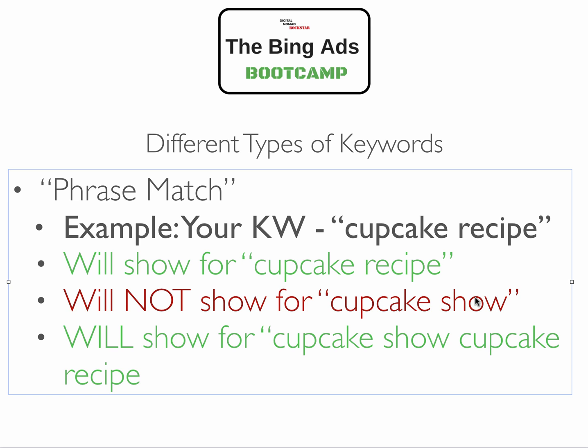Now, if somebody typed cupcake show, which would appear in a broad match search probably, it will not show your ad for this because it does not have cupcake recipe in that exact order. So if somebody types cupcake show, your ad will not be shown. But it will be shown for cupcake show cupcake recipe. This part would not validate, but because it includes the phrase cupcake recipe in that order, it would still show for this term.